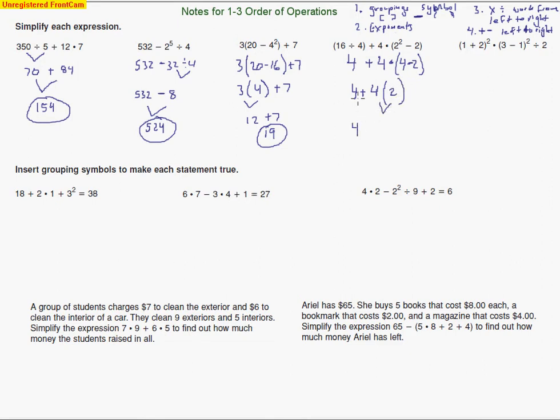So a lot of people will just add 4 plus 4 first, then multiply by 2, but then you get a different answer than what we'll get here.